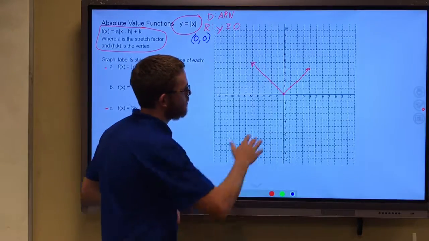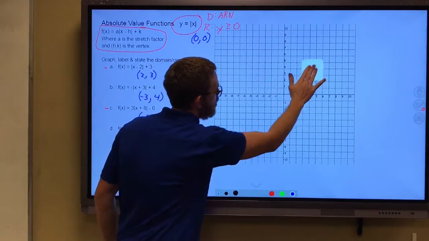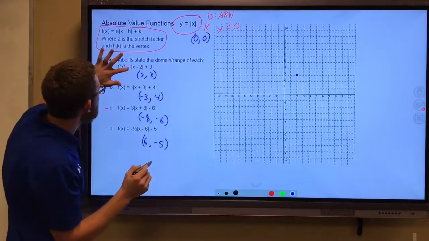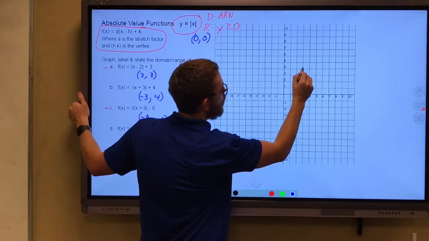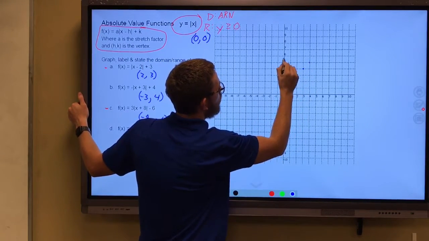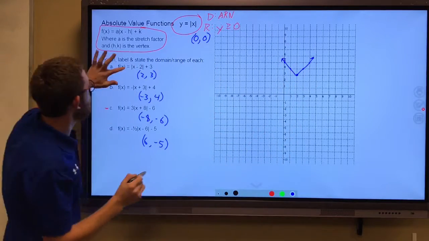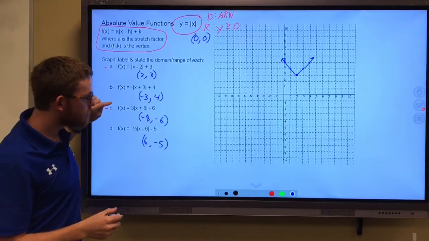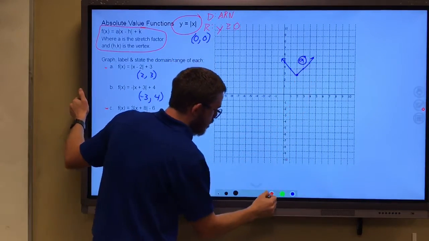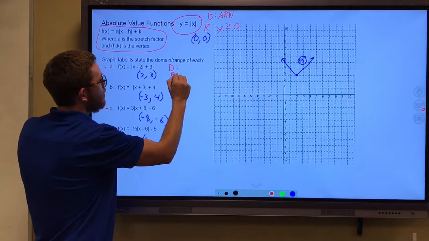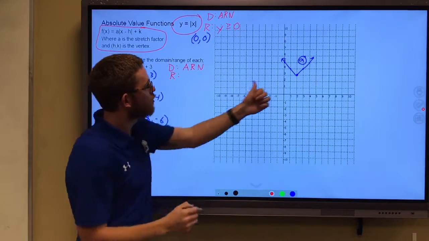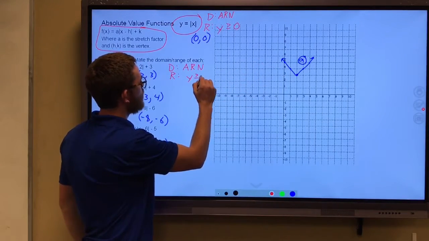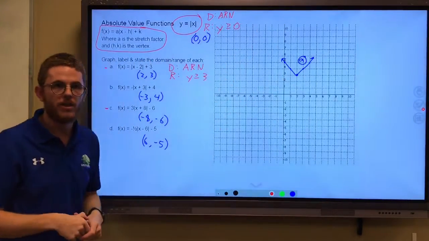So let's look at A. Here's our parent function. I'm going to erase that for a second. Here, 2, 3 is our starting point, 2, 3. And notice the A value is the same as our original parent function. When I go over 1 in each direction, I'm just going up 1, because my A value is a positive 1. Over 1, up 1 in each direction. I can go ahead and state the domain and range for A. The domain, once again, is all real numbers. It's going to the left, it's going to the right. All x values are allowed. The range, the lowest value for y is 3, and my y values can be anything above that.